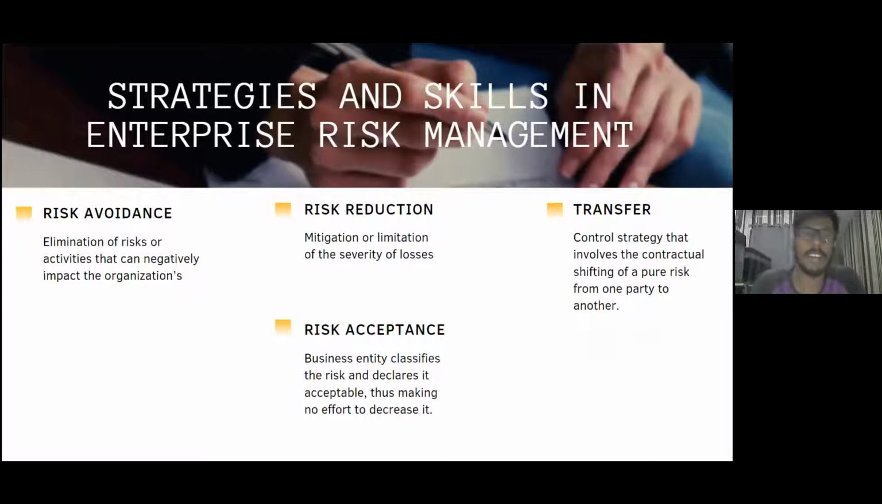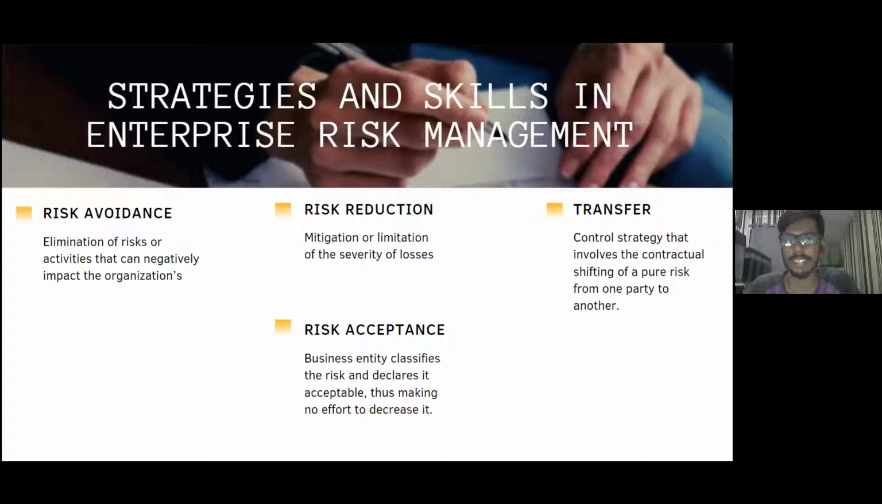Okay, next I will explain about the strategies and skills in enterprise risk management. So there are 4 strategies. First one is risk avoidance. It's the elimination of risk or activities that can negatively impact the organization. A recent example of this is the shift to working from home, which is to prevent employees from contracting COVID-19. Most organizations decided to avoid the risk of their employees getting sick.